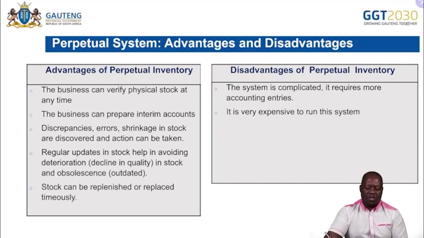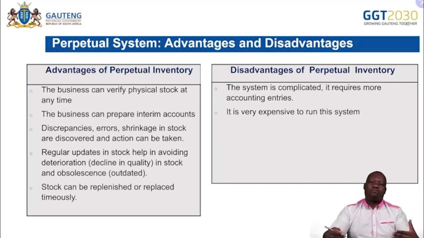What are the disadvantages of this system? The system is complicated. It requires more accounting entries. Complex, more work needs to be done. And it is also expensive to run this system because specialized equipment is required. You cannot have this system running without computers. You can't have this system running without scanning equipment, without you continuously updating your computer programs and everything. So it means now more costs are there for this method to work.